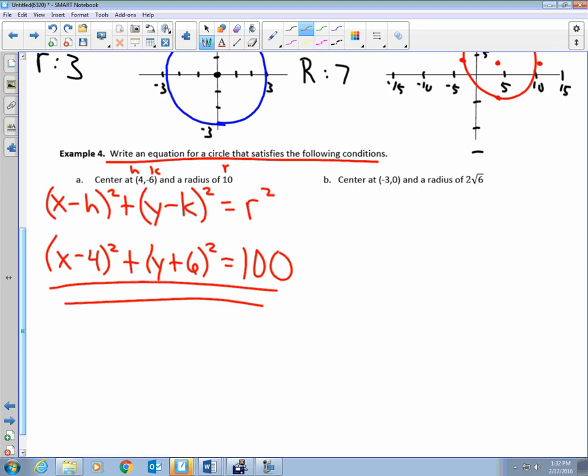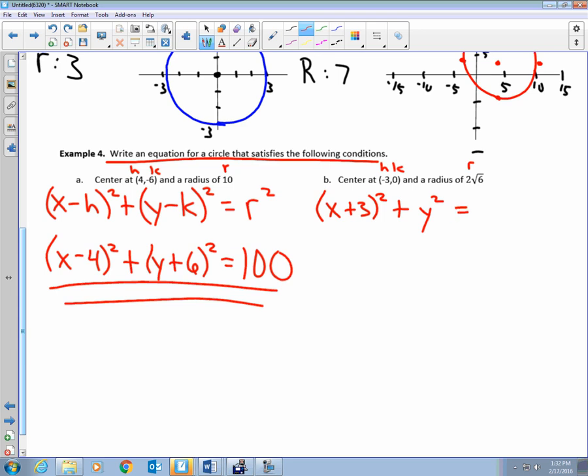How about if the center is at -3, 0? What's the first part going to be? And then the second part will just be y squared, right? You don't have to do y plus 0. You don't have to do y minus 0. You can just write y squared is equal to.